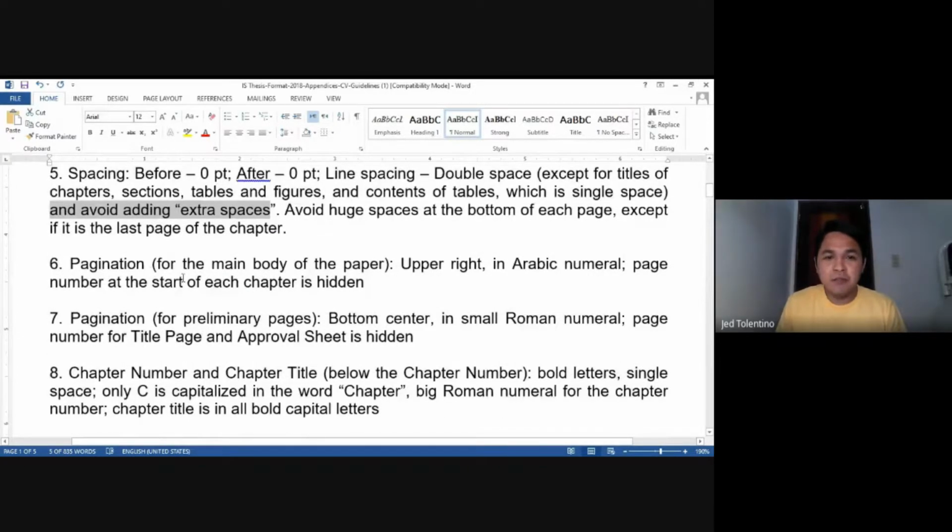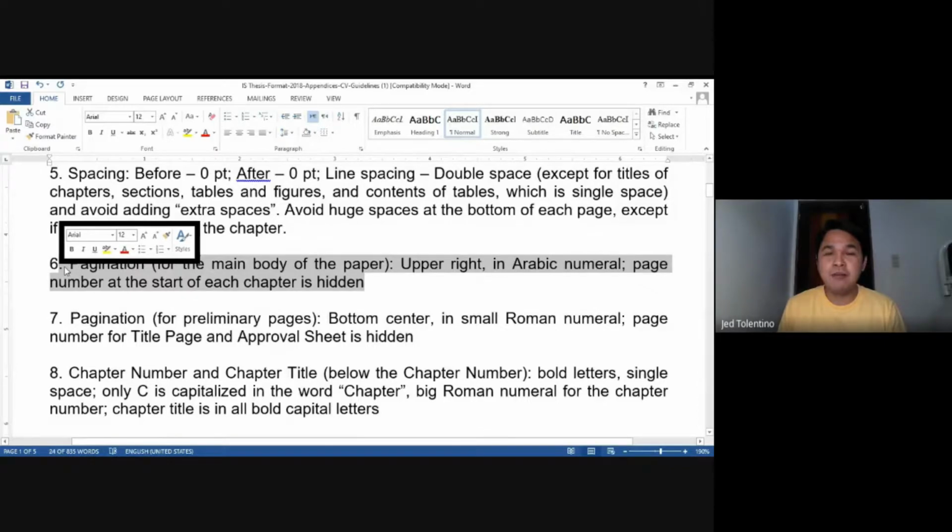For the page number, naglalagay tayo sa upper right in Arabic numeral. Page number at the start of each chapter is hidden. So, ibig sabihin, for chapter 1, halimbawa, yung mismong first page ng chapter 1, hindi mo makikita yung number 1. Ang second page, which is number 2, dun palang lalabas yung number. Sa upper right nakalagay in Arabic numeral.